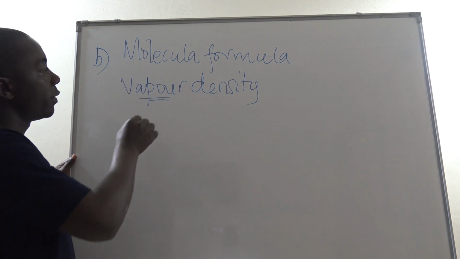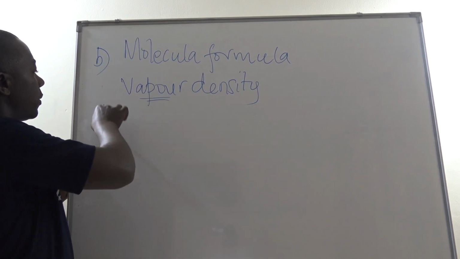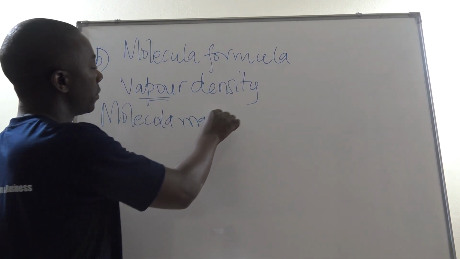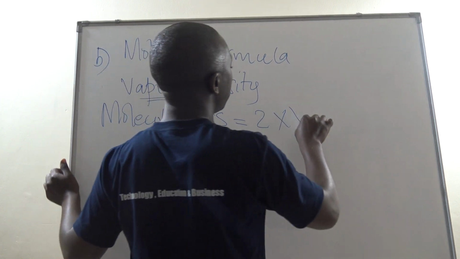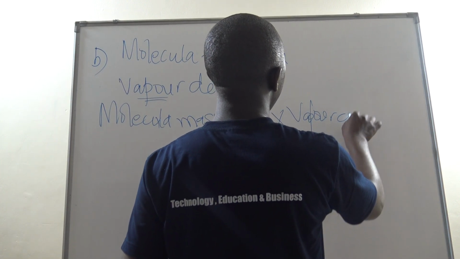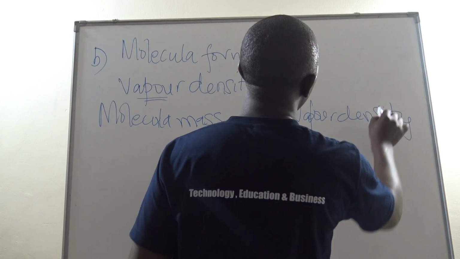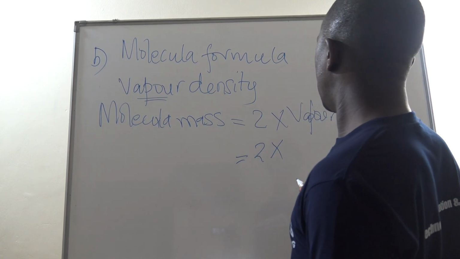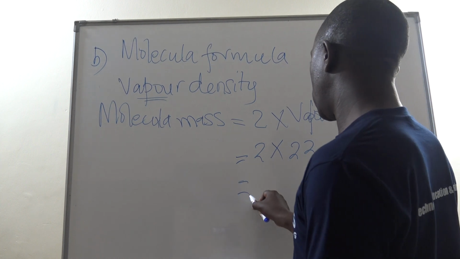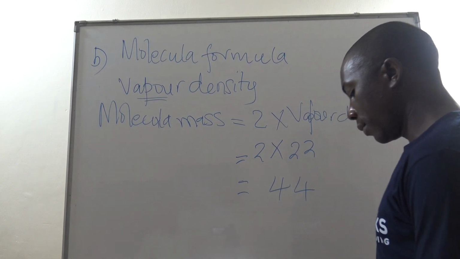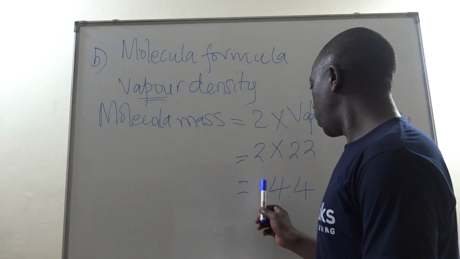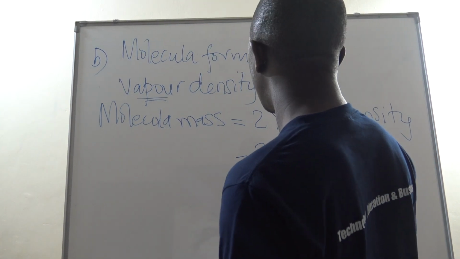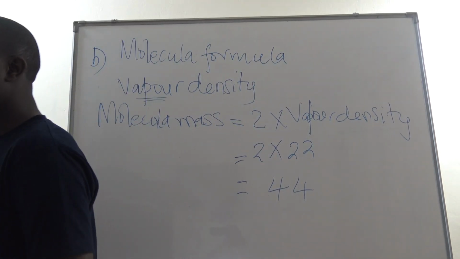But we have a relationship between vapor density and molecular mass. Molecular mass is equal to 2 times vapor density. The 2 is a constant, but the vapor density is 22. So when we work out, we get 44. That means the molecular mass of compound Q, which is a hydrocarbon, is 44.